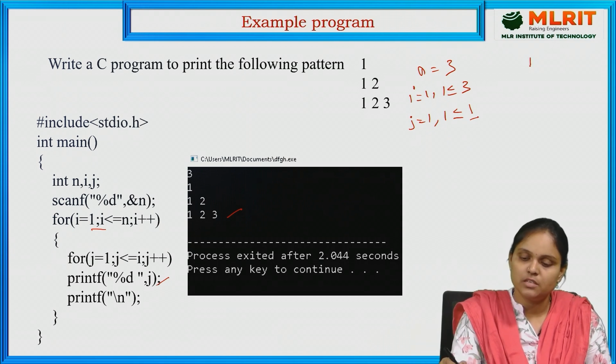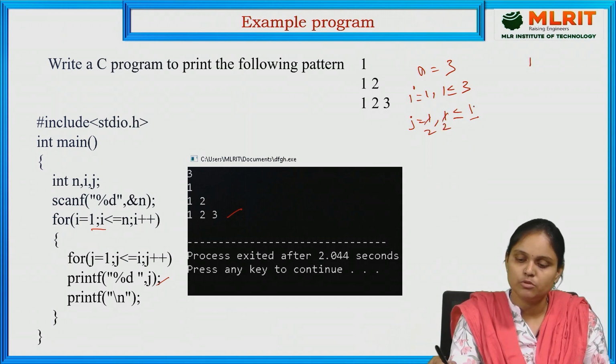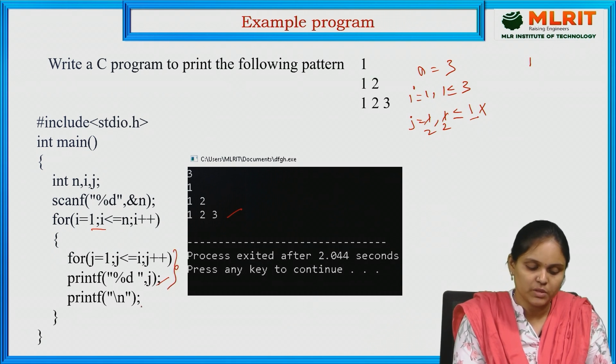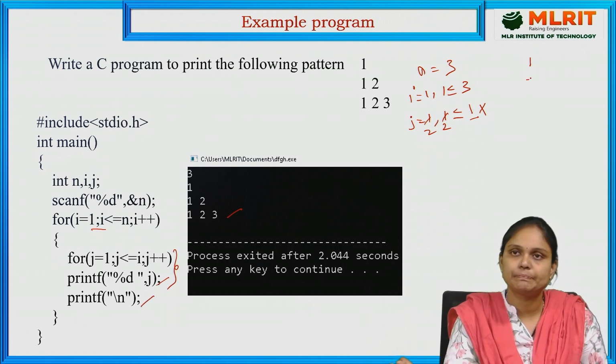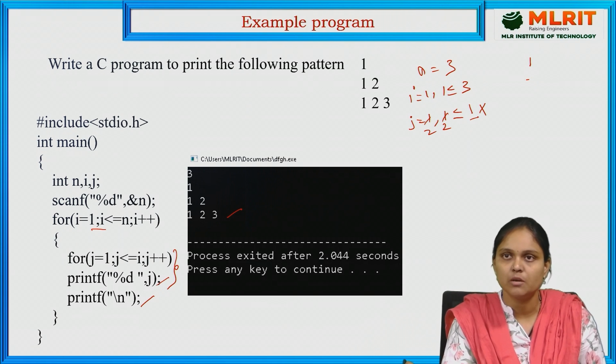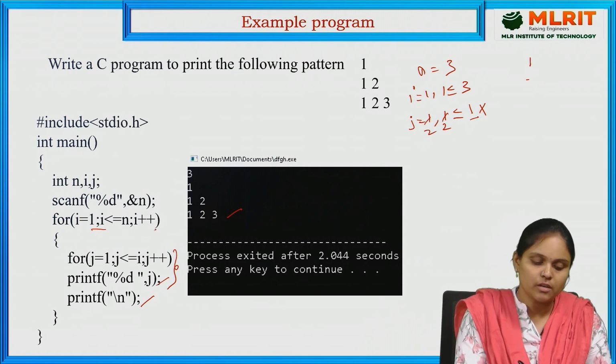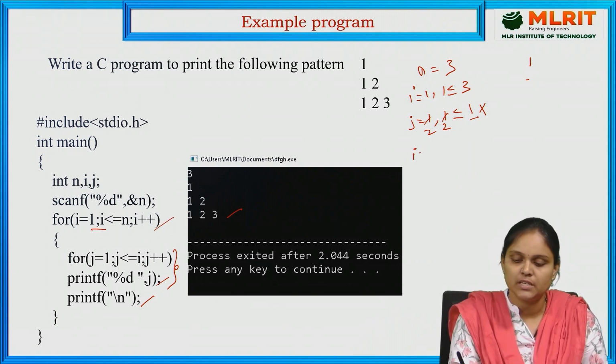And the next j value will get incremented, j will be equals to 2, 2 less than or equals to 1, the condition will be false, and we are coming out of this inner for loop. The next statement is the newline, so the cursor will come over to the next line. And now next we are incrementing the I loop, that is the I for loop.